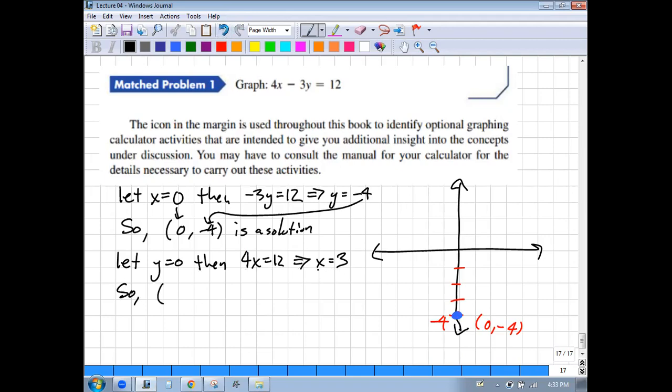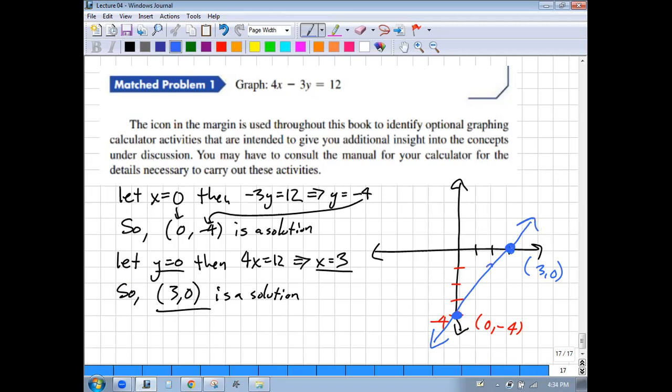So that means if x is 3 and y is 0, that's a solution. And if I graph this, x is 3: 1, 2, 3. The y value is 0, so I don't go up or down. So boom, right there, that's (3, 0). These 2 points are solutions. All right. And since this thing is linear, here's all the other solutions.